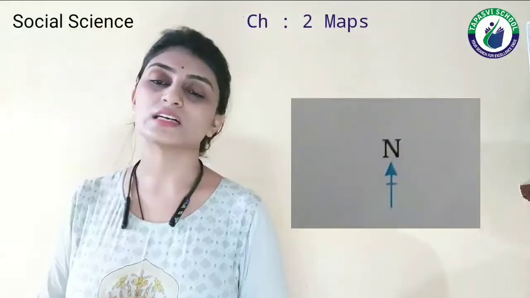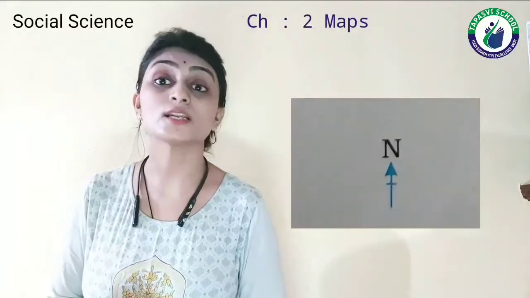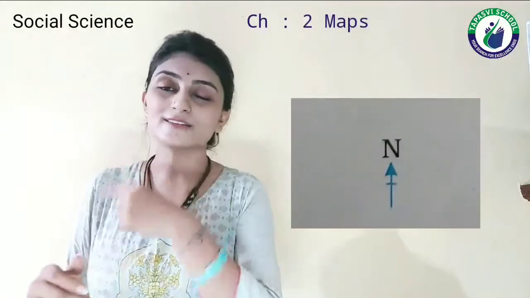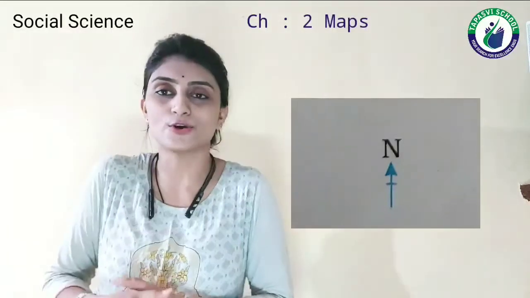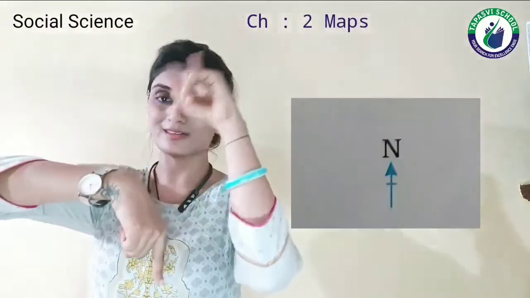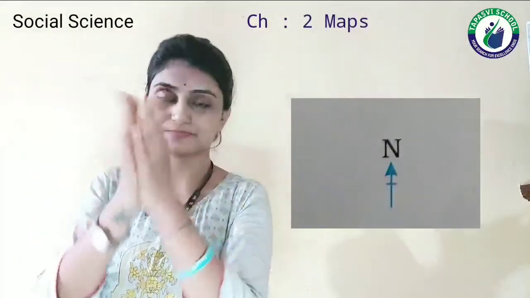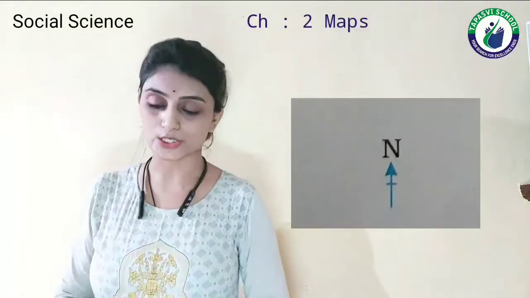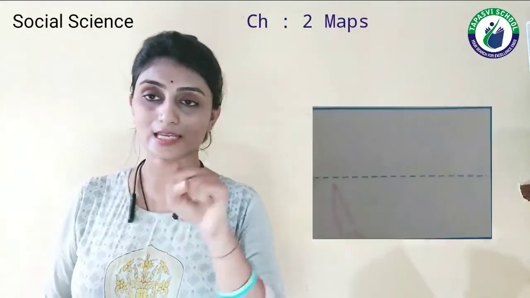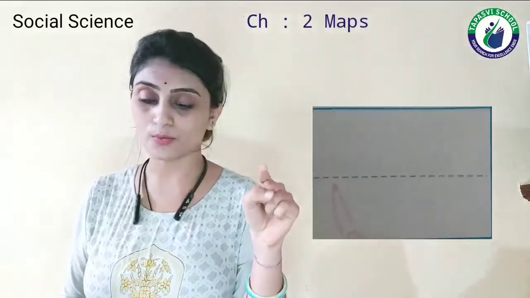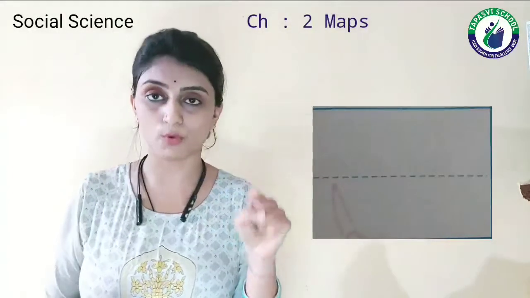Now this sign indicates the north direction, and because of the north direction, the other directions are automatically known. If this is north, obviously this is south, this is east, and this is west. That's how we get to know about direction. Next is the dashed line, which is the district border.